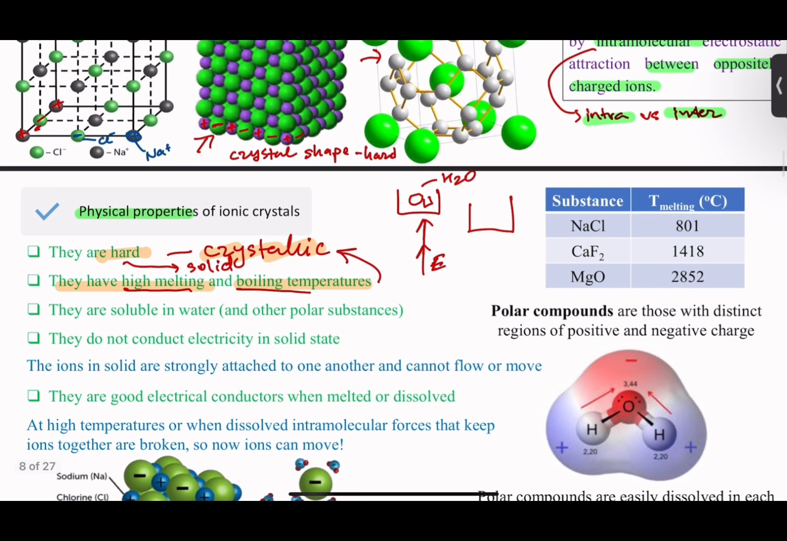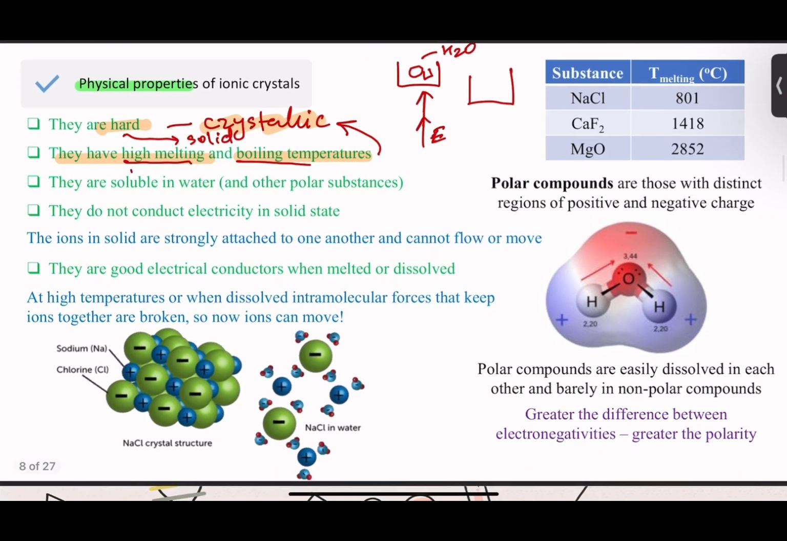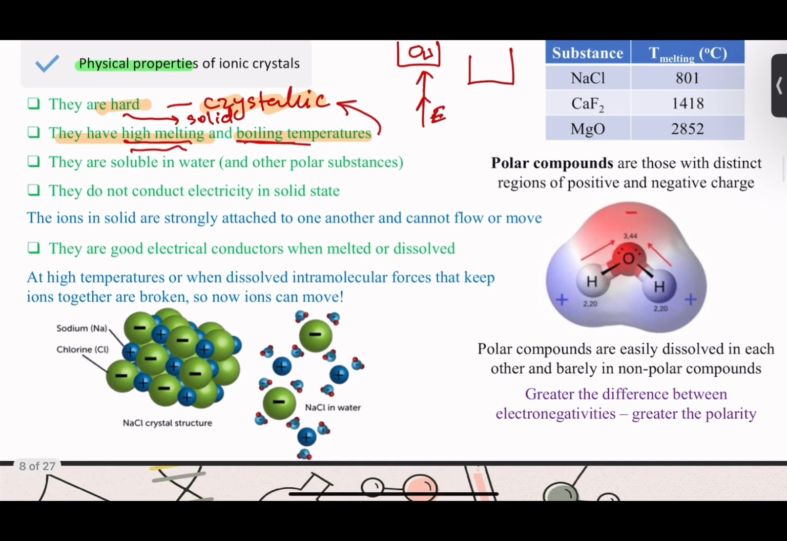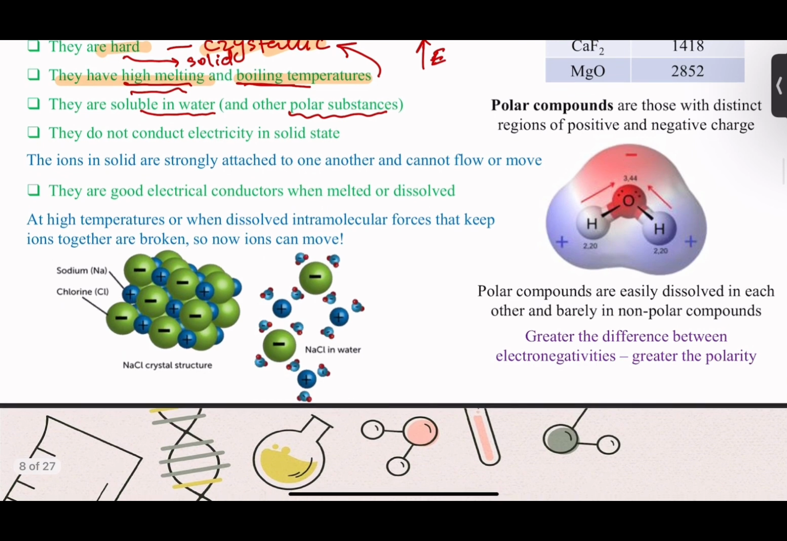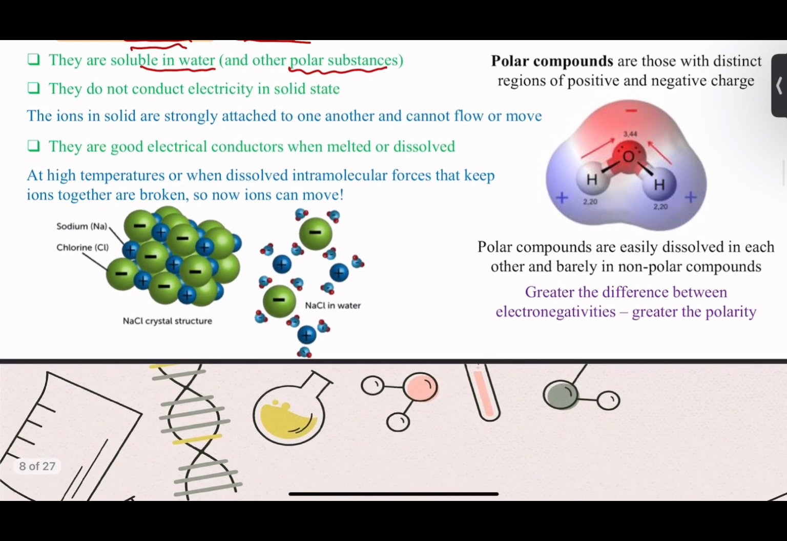You see, they are very much attracted to each other in here, and that's why you need a lot of energy to break them down. That's why their melting point and boiling point will be high. They are soluble in water and other polar substances. We will talk about the polar ones in the next minutes. So when you throw sodium chloride, the table salt, inside water, it dissolves.